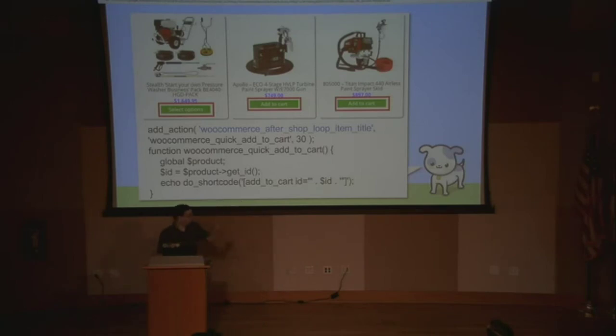And now, that's where you can see the first one says select options. Very strange. Why does it say select options? Because it's a variable product. So you can't quick add to cart a variable product. It won't happen. But on the simple products, just add to cart. Done. Call it a day. So if you would click the select options, it would get you to the product page.